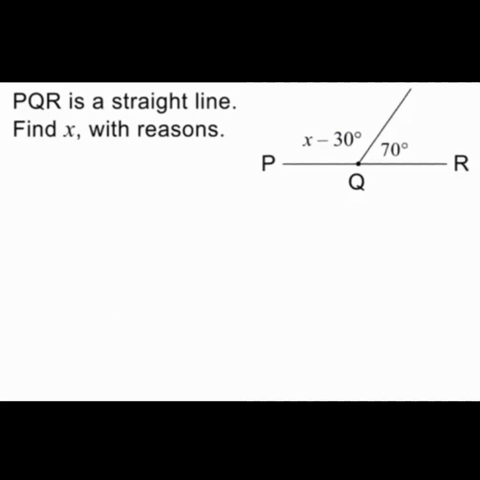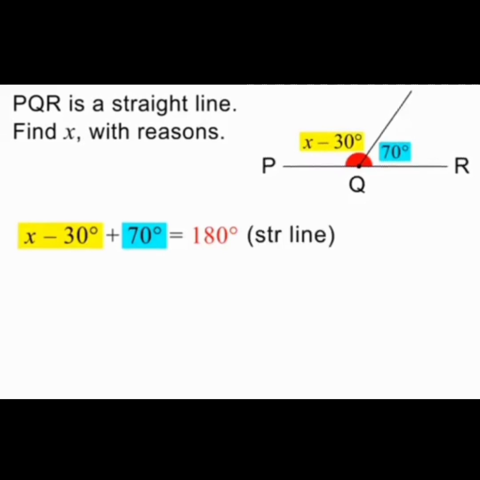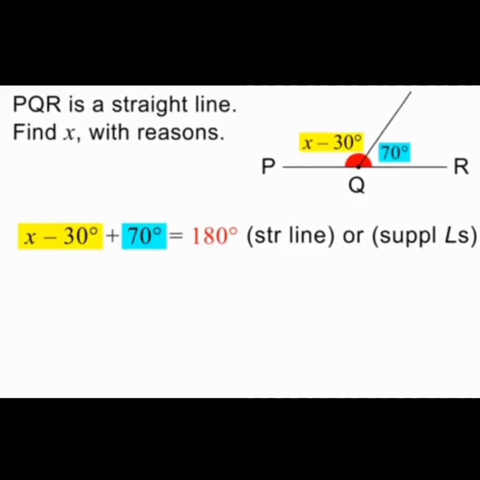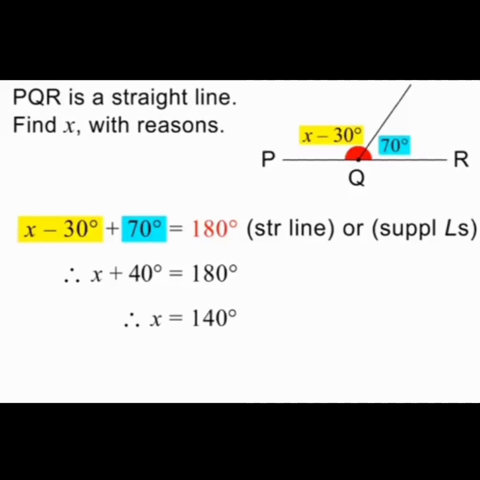Here is the next question. Please pause to read it. Because PQR is a straight line, we can state that the sum of the angles is 180 degrees. And the reason is straight line. Or we can now also use the reason supplementary angles. Both are correct. Minus 30 degrees plus 70 degrees equals 40 degrees, giving us x plus 40 degrees on the left. X is therefore equal to 140 degrees. Please pause to check my working.